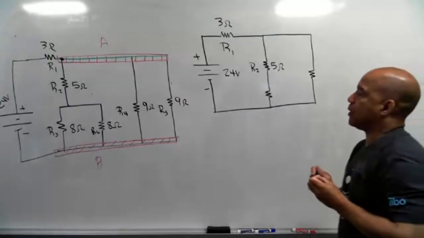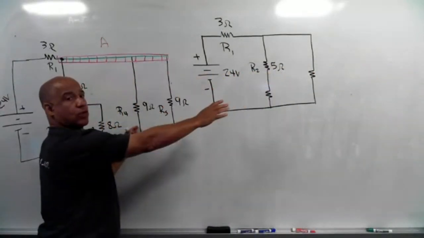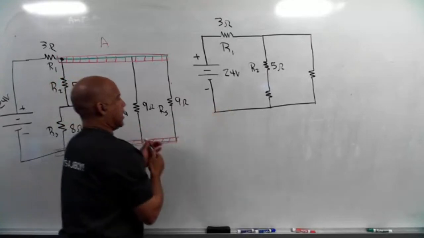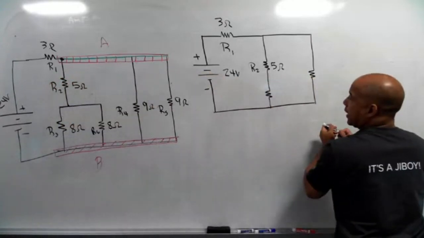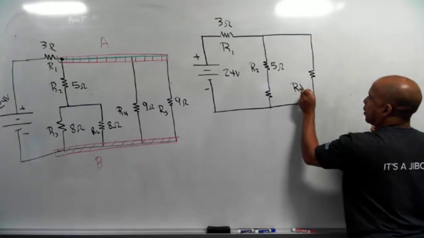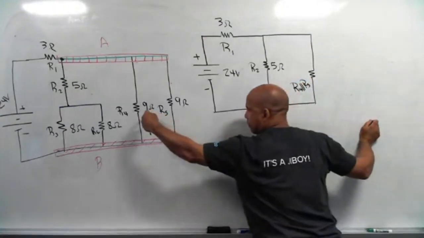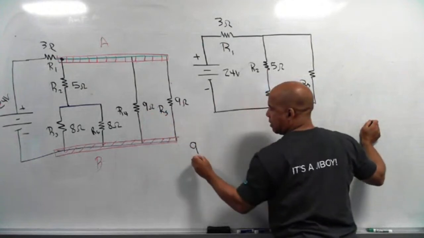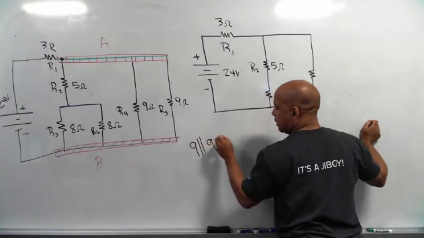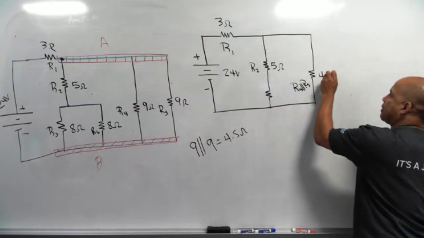Okay, so normally what I would have done is I would have combined these and then redo the circuit. And actually, I combined these right here. This right here is R4 parallel R5. 9 parallel 9 is 4.5, so this is 4.5.